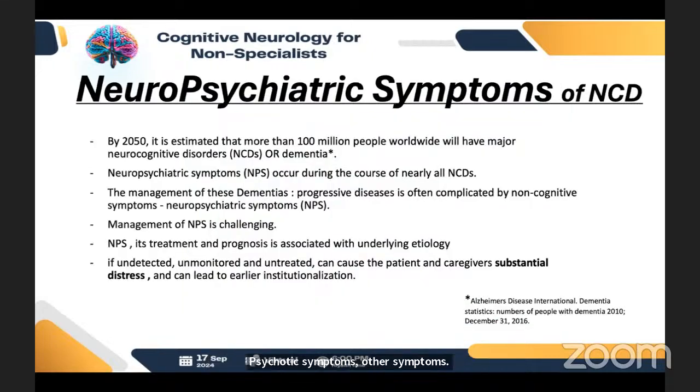So just for quick numbers, for the sake of seeing how burdensome this is: by the year 2050, according to the WHO, there will be more than 100 million people having a neurocognitive disorder or dementia. Nearly all of them will have some neuropsychiatric symptoms throughout their illness. And the management of this dementia is usually very complicated throughout the progressive course of the disease, with the non-cognitive symptoms or the neuropsychiatric symptoms. It's very challenging to manage.